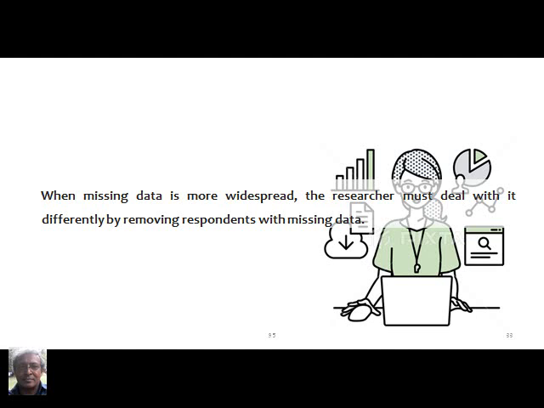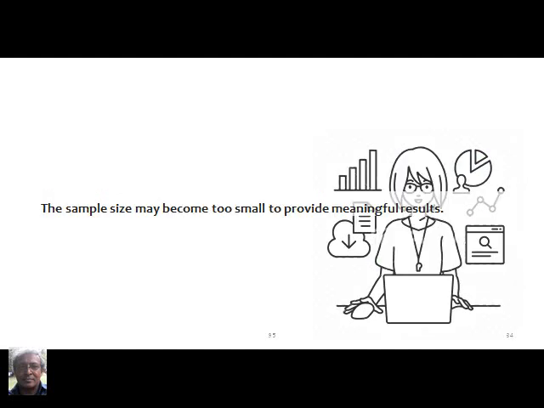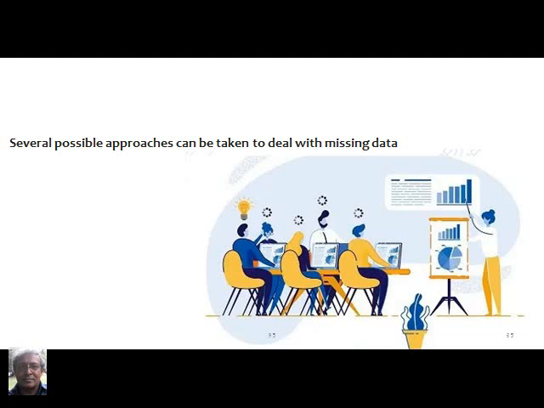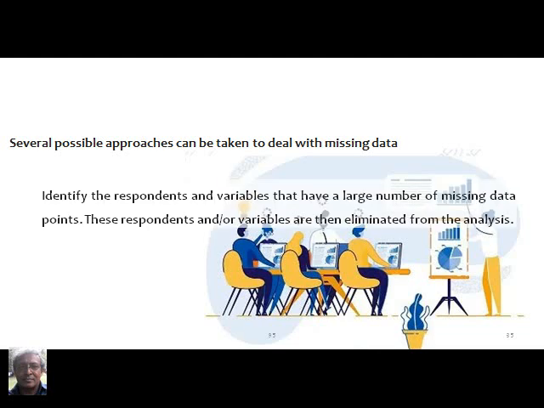When missing data is more widespread, the researcher must deal with it differently, since removing respondents with missing data means the sample size may become too small to provide meaningful results. Several possible approaches can be taken to deal with missing data. Identify the respondents and variables that have a large number of missing data points. These respondents and/or variables are then eliminated from the analysis.